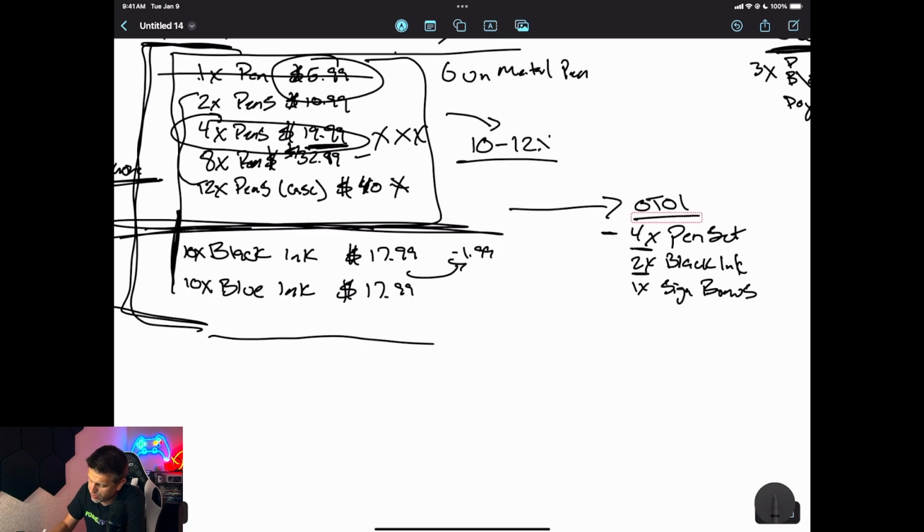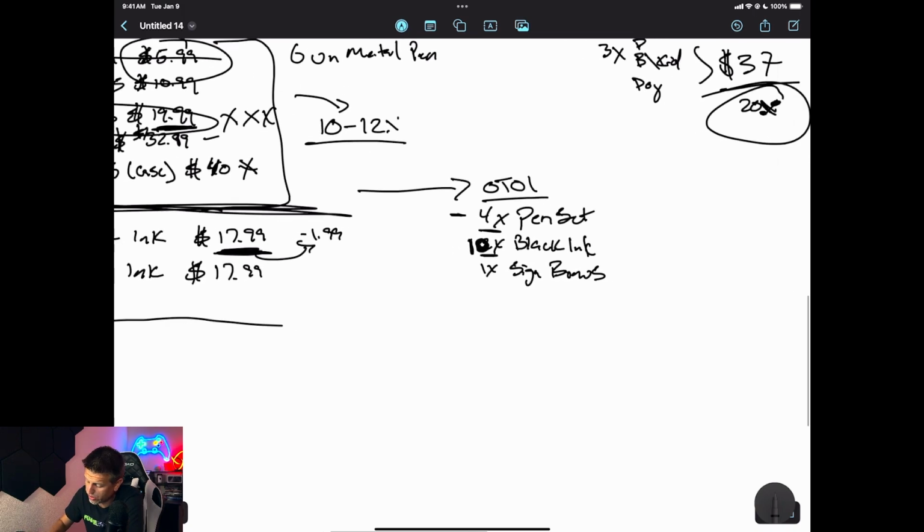And the black ink, let's call it roughly $10, because you're only getting 2. Or actually we could do 10. I was doing 10 because that's how many they would ship. There was no less than 10. So you get 10 black ink, 4 pen sets, and then the bonus, right? So that'd be $20 plus $18, so 20, 30, 8, about $38, and then the bonus, okay?